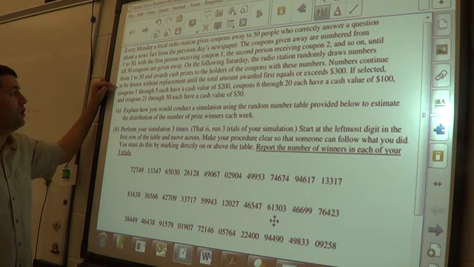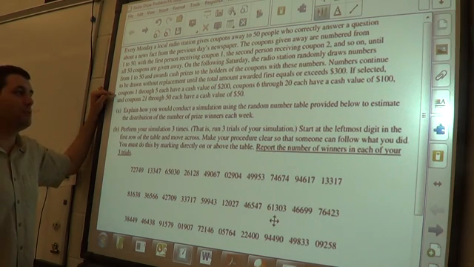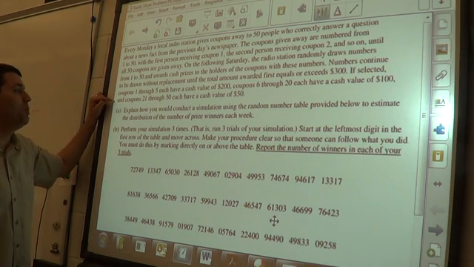Numbers continue to be drawn without replacement until the total amount awarded first equals or exceeds $300. Selected coupons 1 through 5 each have a cash value of $200. Coupons 6 through 20 have a cash value of $100. Coupons 21 through 50 each have a cash value of $50.